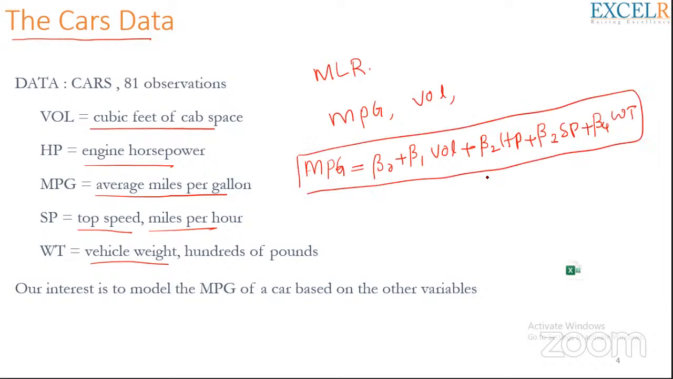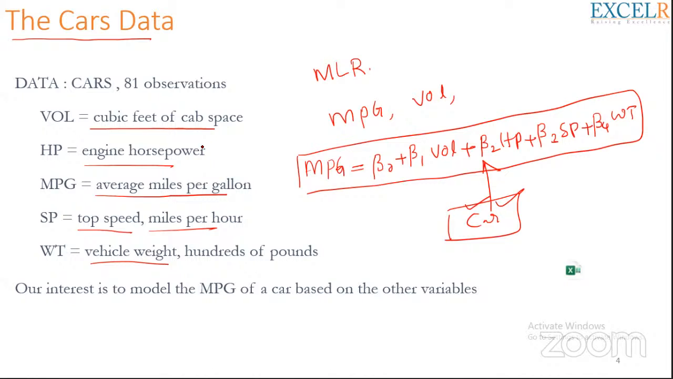What I want to do, let's say I have a car. This car has a certain volume, the cubic feet of cab space, a certain engine horsepower, top speed, and weight. Once I know all this information, I simply plug it into this equation, and then I can get the miles per gallon for this car. That is what I want to find out.